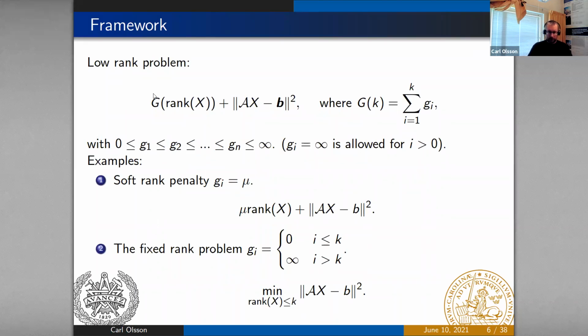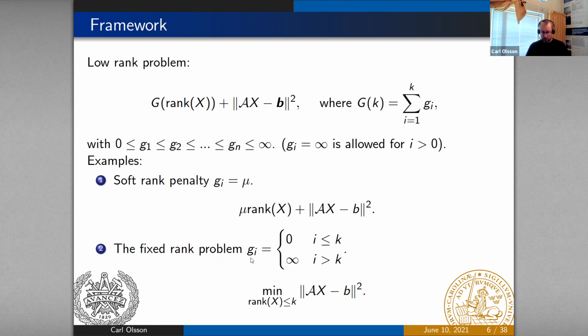Right, and the analogous low rank formulation would be something like this. So instead of cardinality, I just insert the rank here, and I have a linear operator on the matrices instead. But essentially, this is the same. So these are some standard examples. If G_i is constant, then this is what I get. So I get a soft rank penalty plus the data fit term.